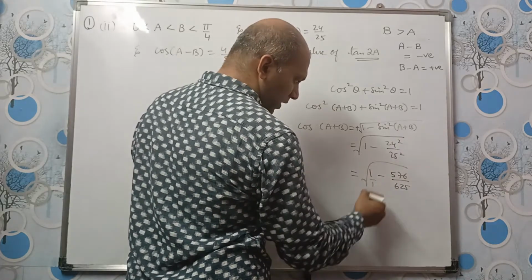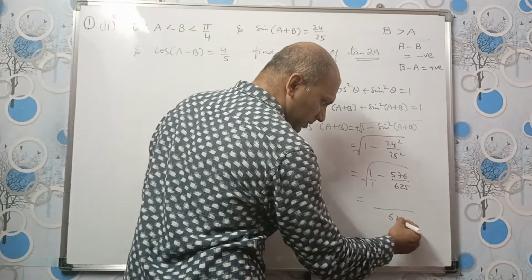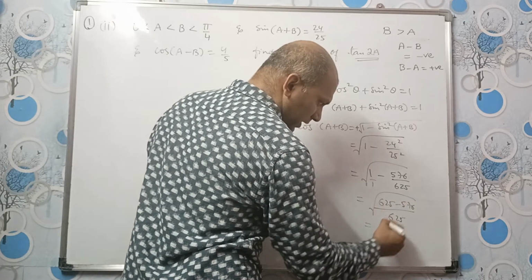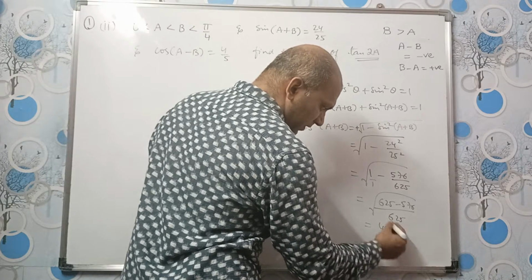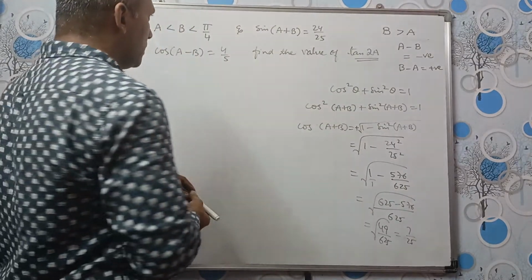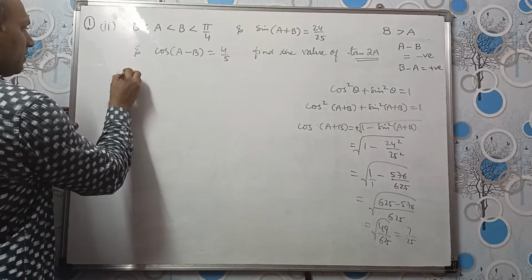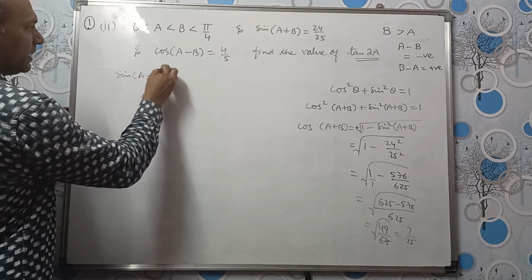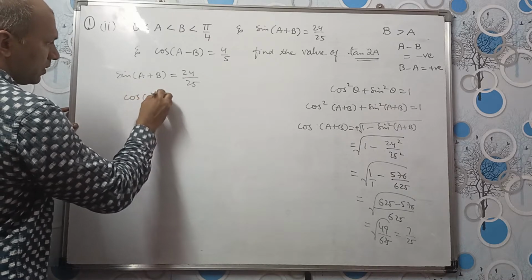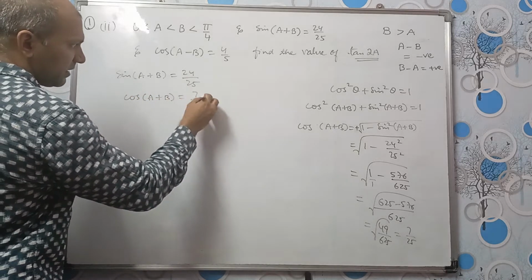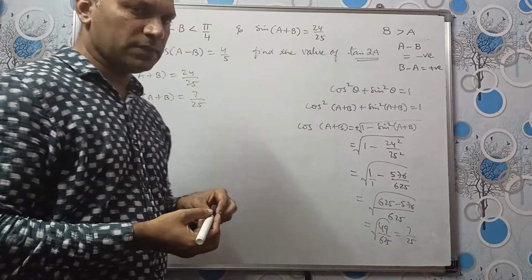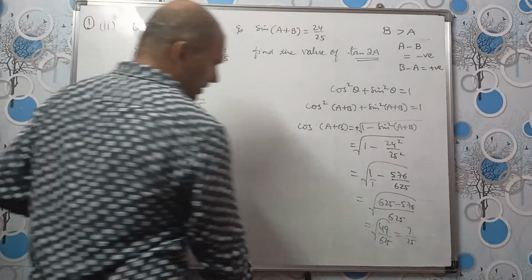So this is 1 by 1. Denominators are different, so cross multiply. This will be 576. 49 by 625, square root 7 by 25 plus 7 by 25. Okay, so what do we have? We have sin(A+B) is 24 by 25 and cos(A+B) is 7 by 25. We could have drawn a right angle triangle and found the value of A plus B, right?